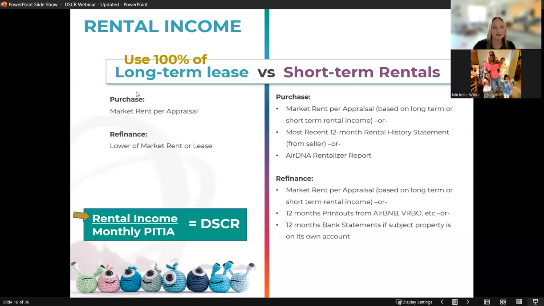So the number that you can use in this calculation for the DSCR rental income divided by the PITIA, for a long-term lease, you're going to use 100%. So it's not like Fannie Mae where you have to take 75%, anything like that. You're going to use the full amount for a long-term lease. If it's a short-term rental, you're going to use 80% of these numbers that we've listed down here. And the reason is because there are vacancies, there's cleaning fees, there's decorating, stuff like that. So this is just to account for some of those other costs.